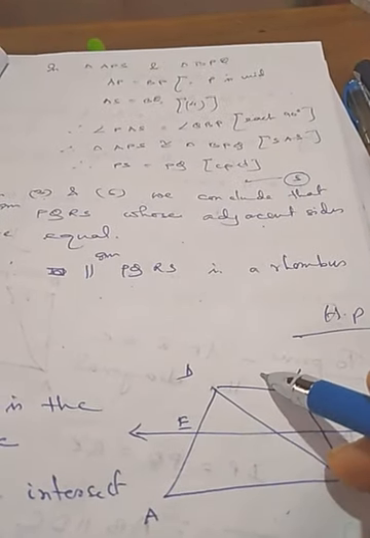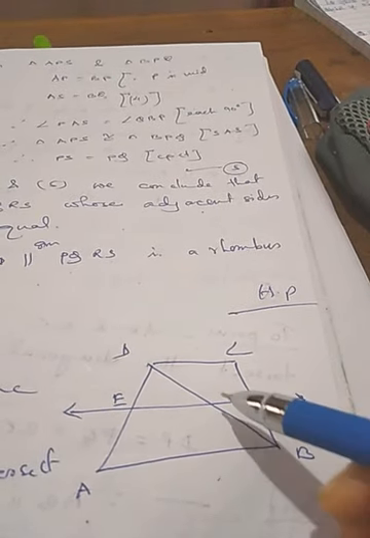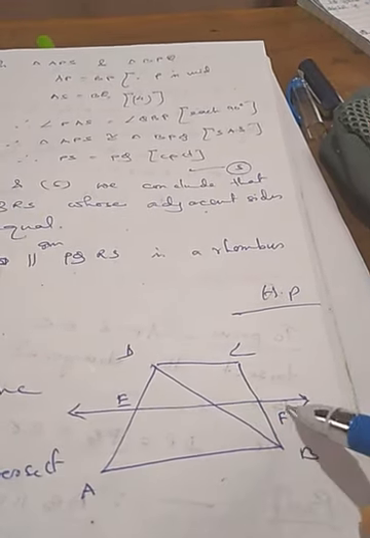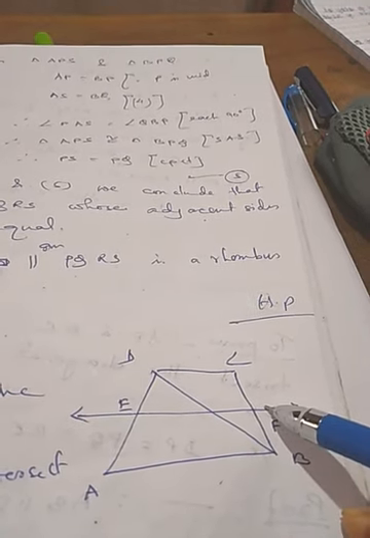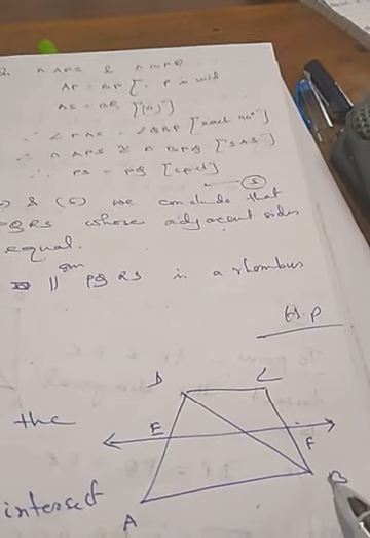Now comes question number 4. What is given: ABCD is a trapezium in which AB is parallel to DC, and the diagonal BD, and E is the midpoint of AD. A line is drawn through E which intersects BC at the point F. You have to prove that F is the midpoint of BC.